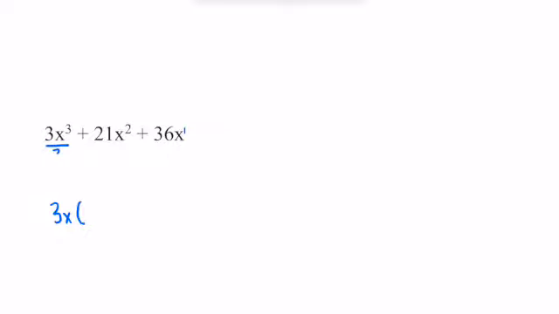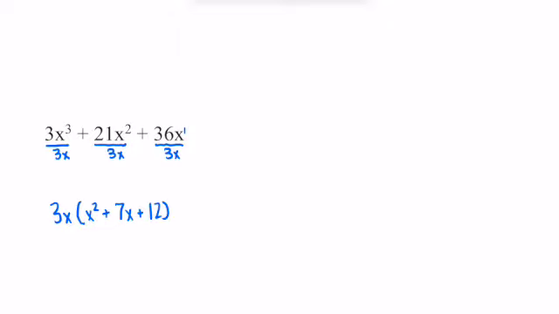To see what remains when we factor out 3x, we can think of dividing all of our original terms by 3x. 3x to the third divided by 3x, we'd be left with x squared, plus 21x squared divided by 3x, we'd be left with 7x, plus 36x divided by 3x, we're left with 12.